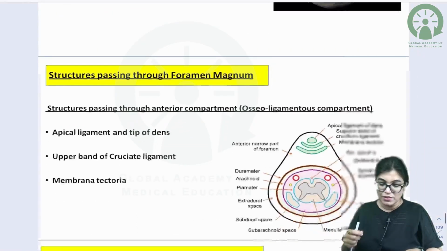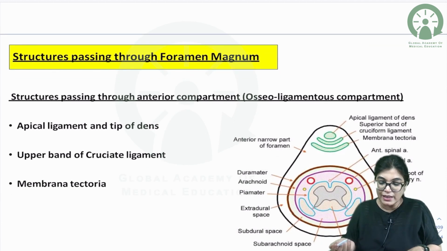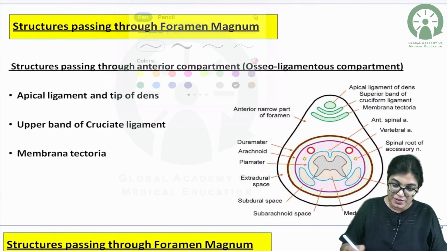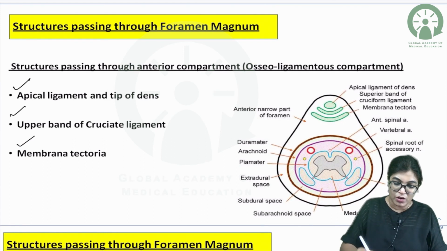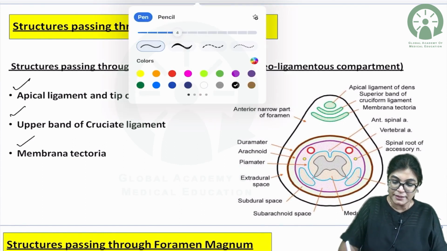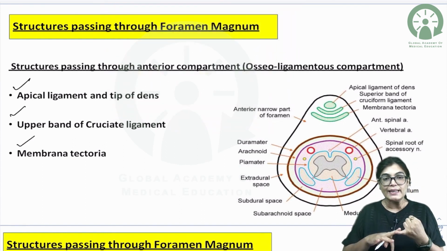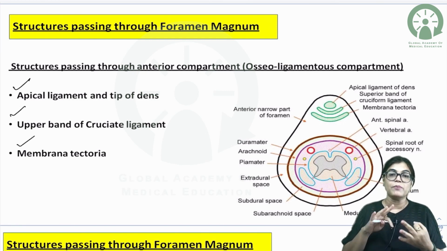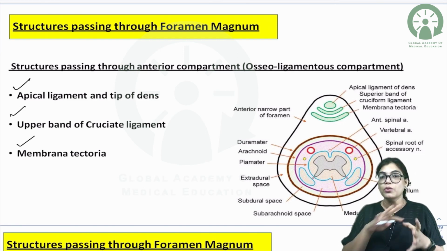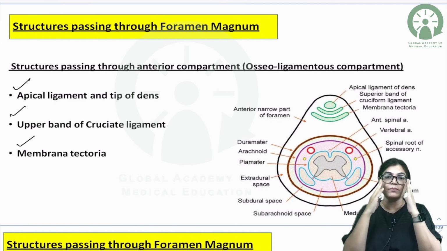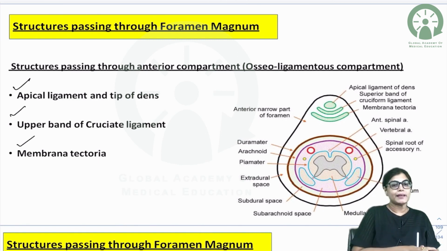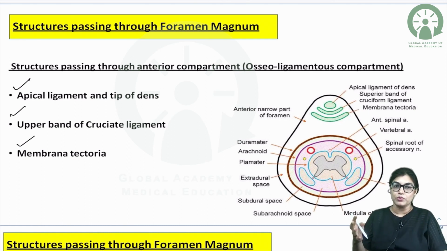Now the structures traversing through the anterior compartment are just ligaments, so it is called the osteoligamentous compartment. The structures are the apical ligament, the upper band of the cruciate ligament and the membrana tectoria. No nerves and vessels traverse. From the anterior part, only ligaments, mainly the membrana tectoria, the apical ligament of the dens and the upper band of the cruciate ligament.